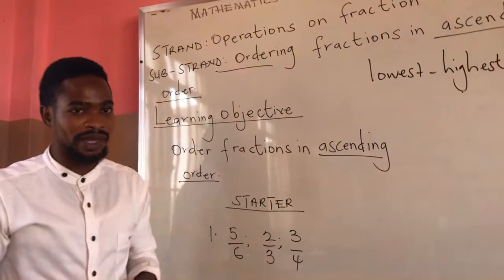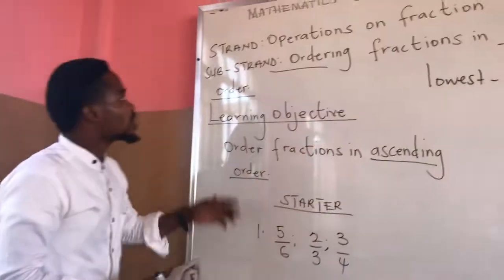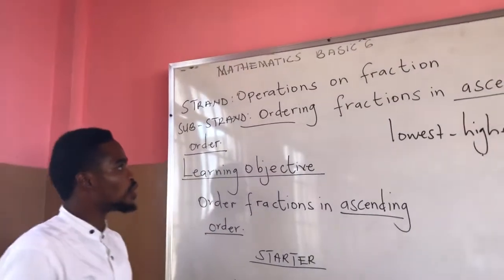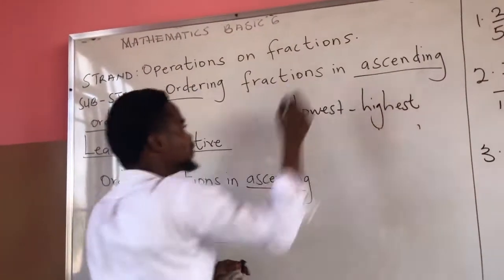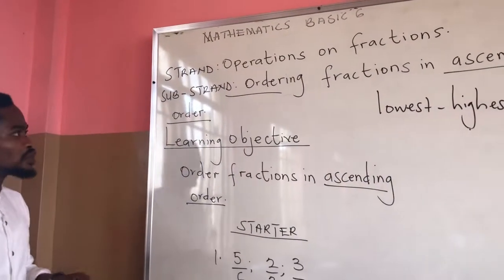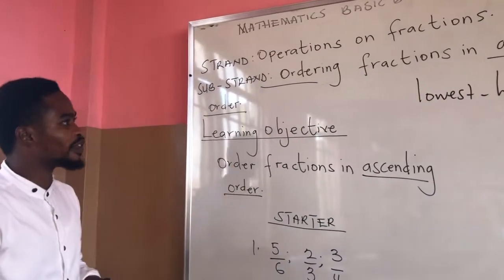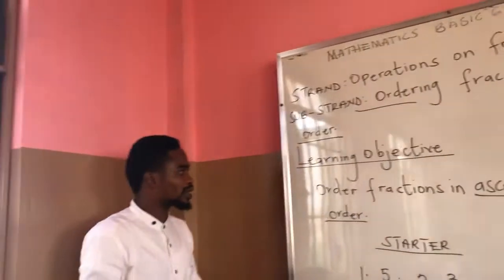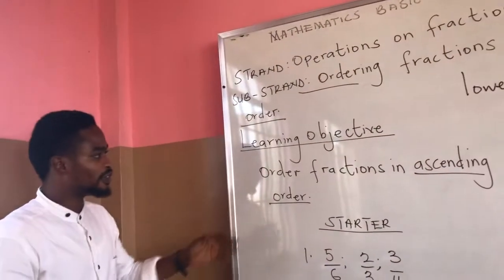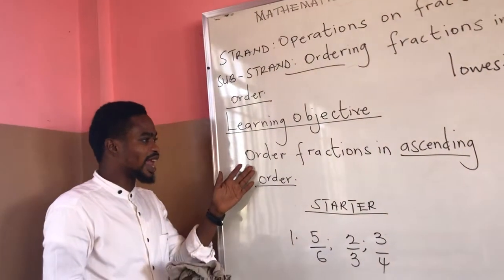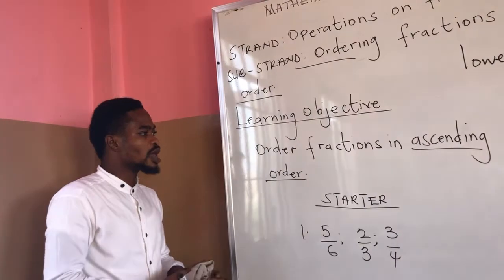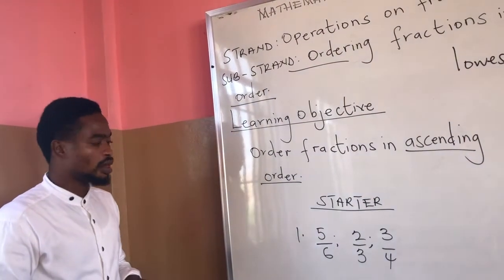Today we have mathematics for Basic 6 and our strand is still operations on fractions. Our substrand is ordering fractions in ascending order. Now let us look at our learning objective for the day, which says that by the end of the day we should be able to order fractions in ascending order.